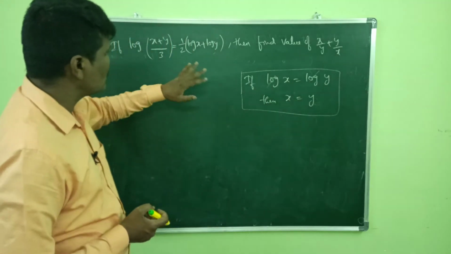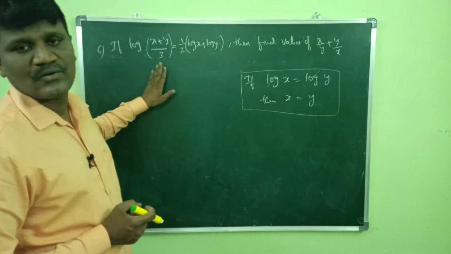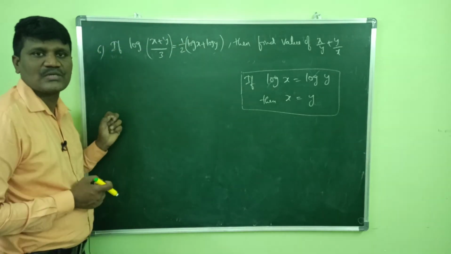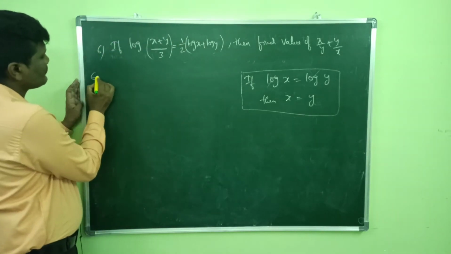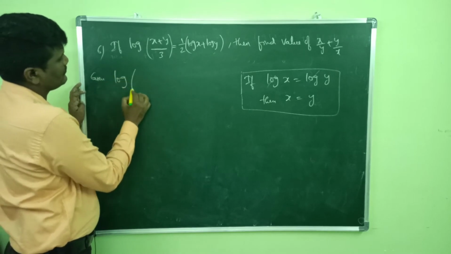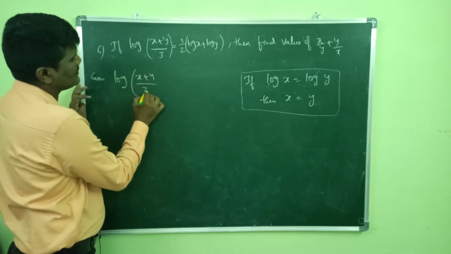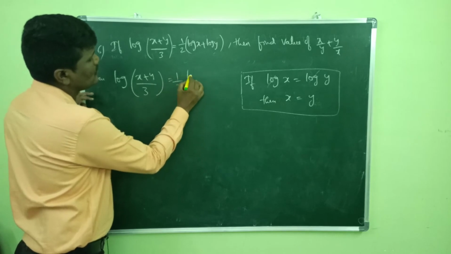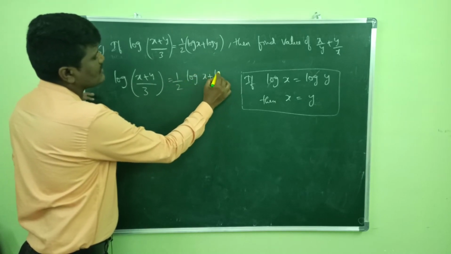So using this formula, I can find the solution of this. So what is given? Log of x plus y by 3 is equal to 1 by 2 log x plus log y.